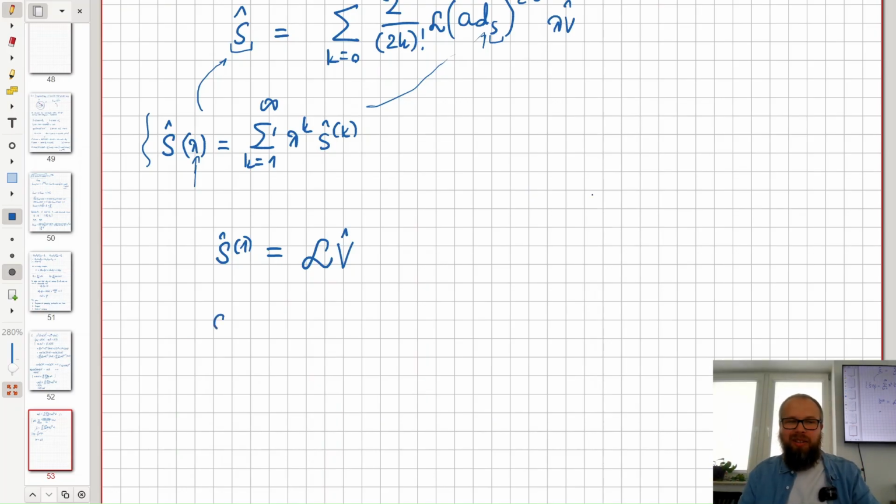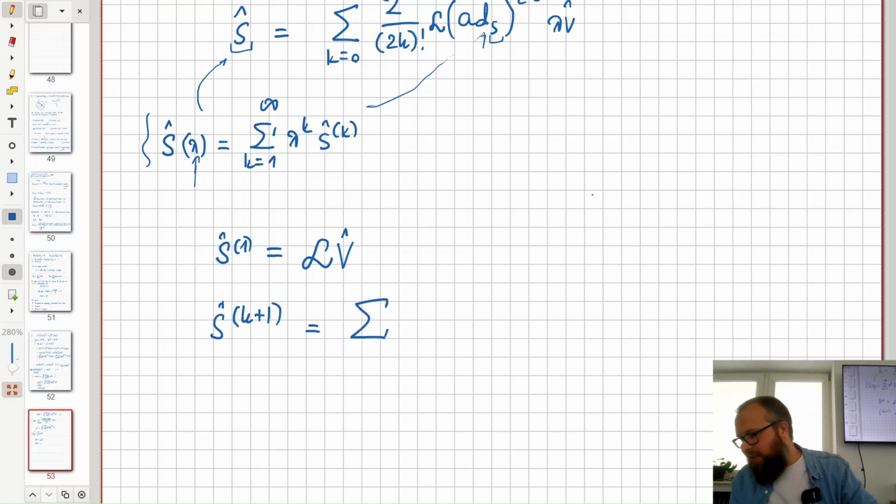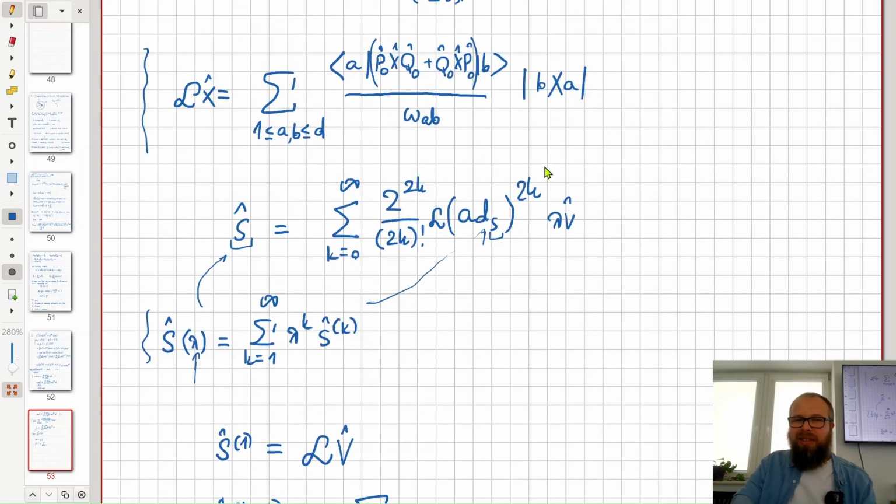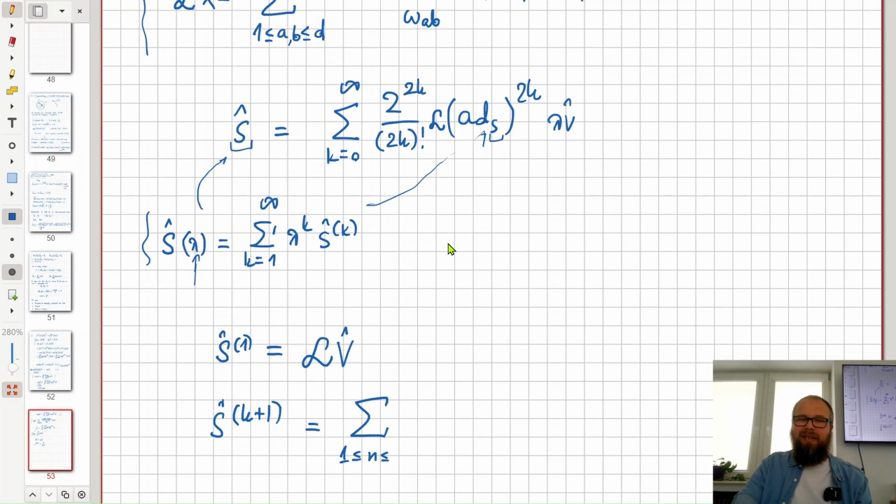We need first order because this is an inductive formula, I guess. For k plus 1 equals, and now there is a sum here. The sum comes because we are collecting powers of lambda. We have nested commutators, so to power 2k, each instance of this adjoint brings its own series expansion of S. So imagine that it starts to proliferate. The lambdas start to mix. You can mix and match them.